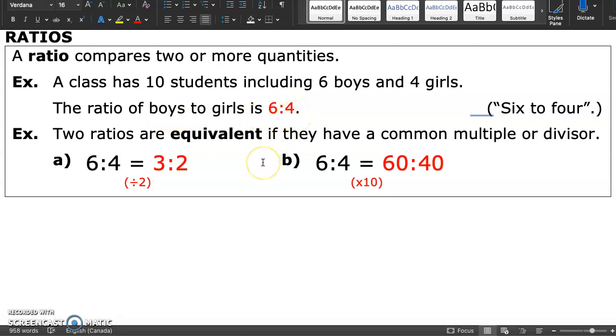And we can express this ratio in lowest terms by using division. The greatest common divisor is 2 for 6 and 4. This divided by 2 is 3. This divided by 2 is 2. And we can also express it in a larger form by using multiplication. So any factor that you choose to multiply with this number and this number will get an equivalent ratio. I'm using 10 just for example, so 60 and 40.